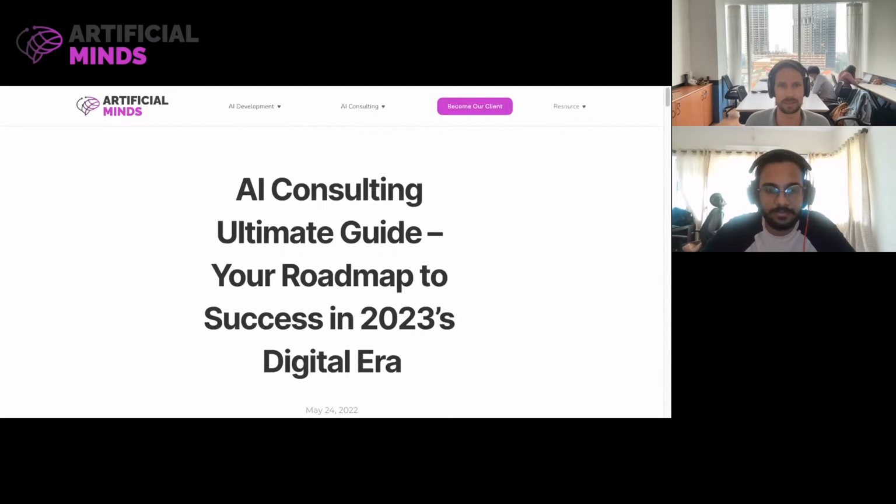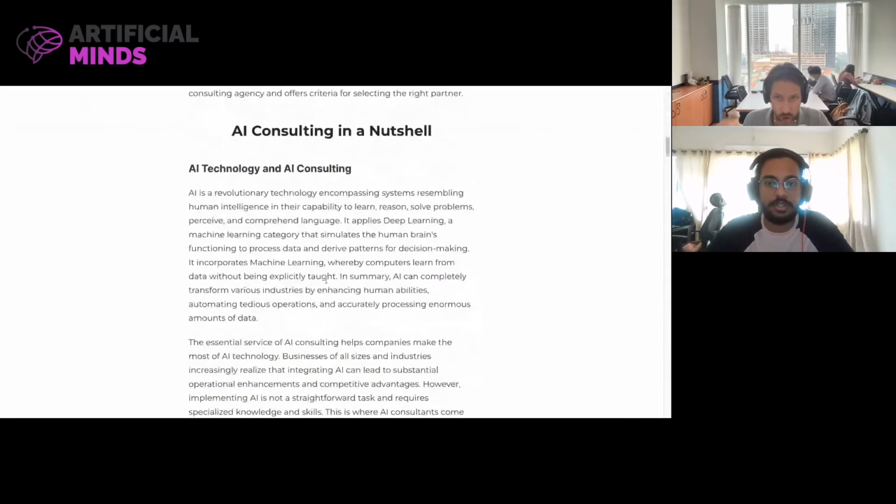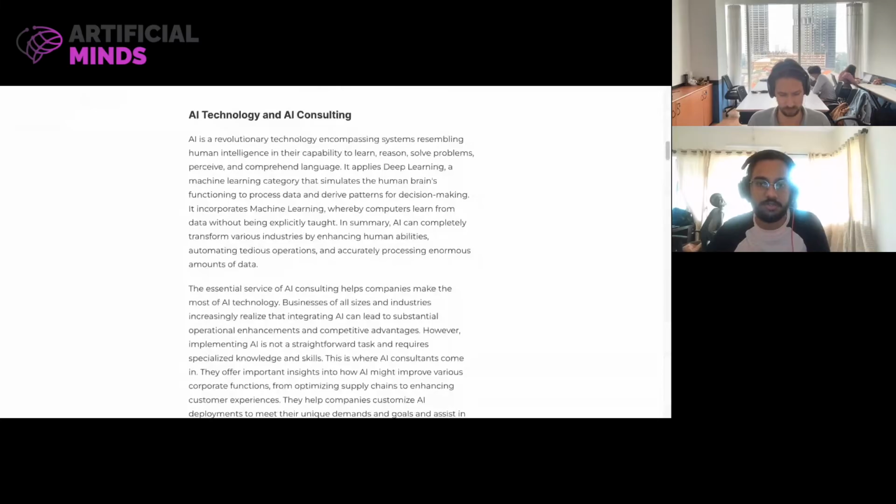Let's start with just defining AI technology and AI consulting in a nutshell. Oh yeah, sure. So AI means artificial intelligence. When you use AI technology in consultation services, you are basically integrating AI algorithms to make the tasks which are done by humans easier. So the tasks which involve heavy human intervention, you can basically automate them.